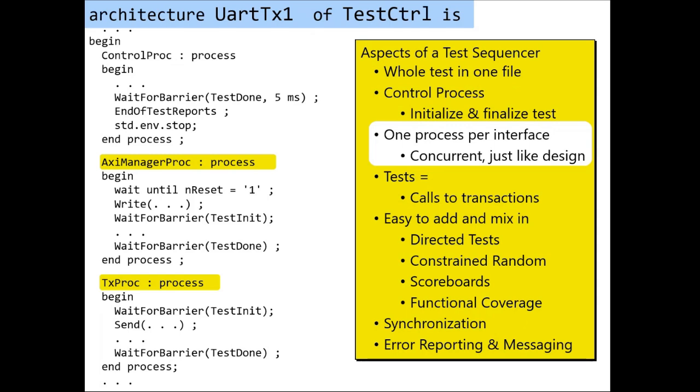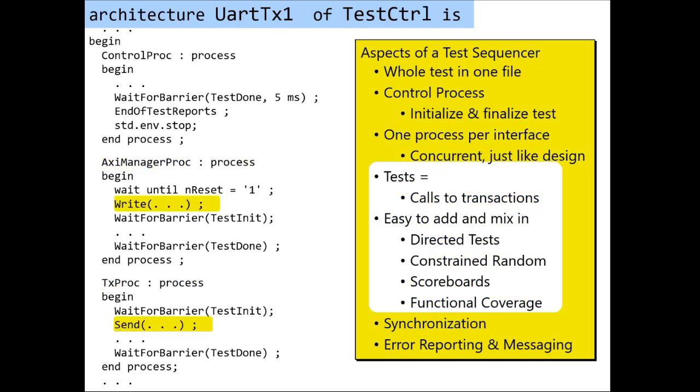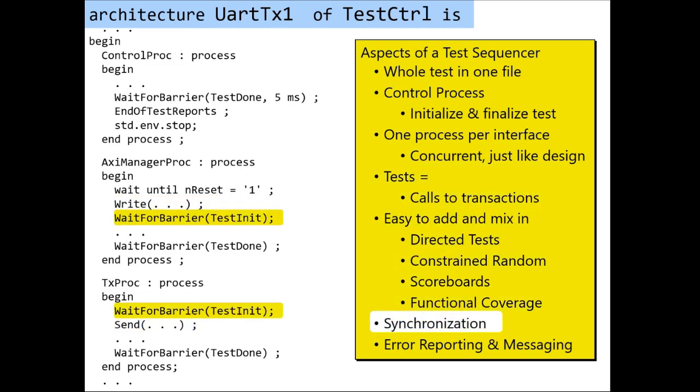Okay, and I prefer to write blocking test benches, but if your verification components implement it, we do have a whole set of transactions for asynchronous transactions. Okay. And then our tests are just calling them transactions. Now, this allows us to write any form of our test: directed, constrained random, scoreboards, functional coverage, all can be added in here. From time to time, we're going to need to do synchronization.